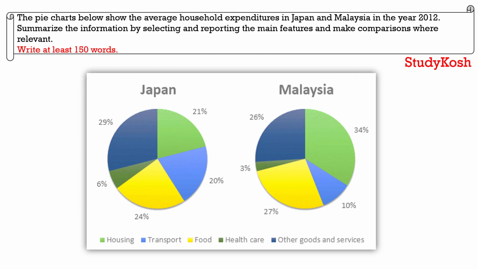Students, whenever you are forming your introduction, some blueprints will really help you. What is given? Pie charts. About what? Household expenses. Where? Japan and Malaysia. Which year? 2012. If you can see under the pie charts, there are 5 different categories or segments in which expenses are there. This is the introduction.